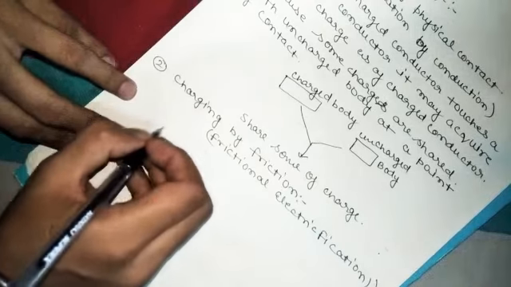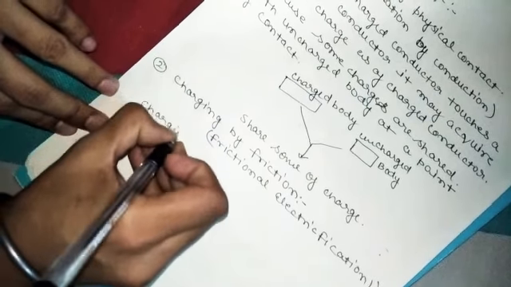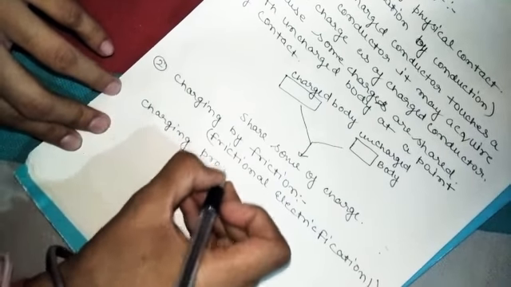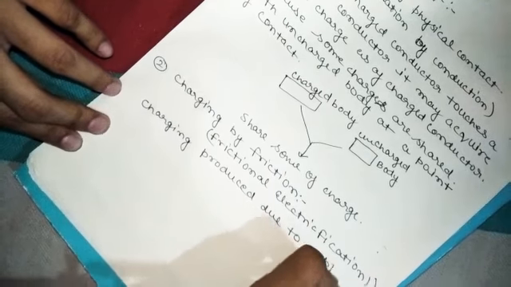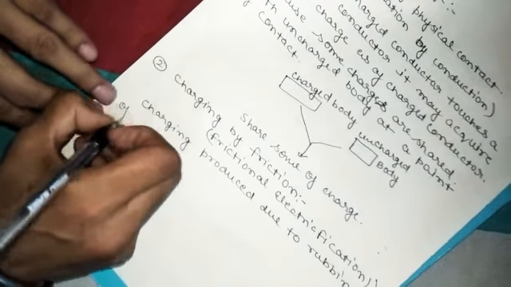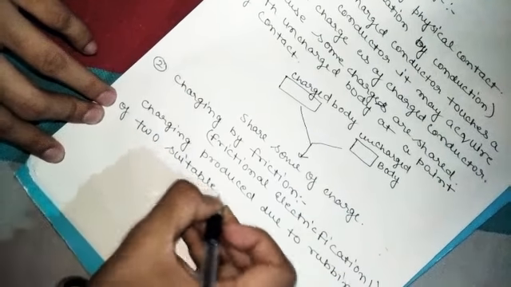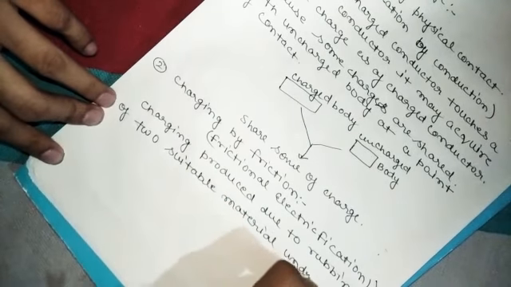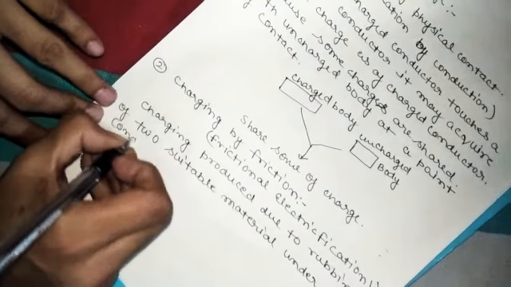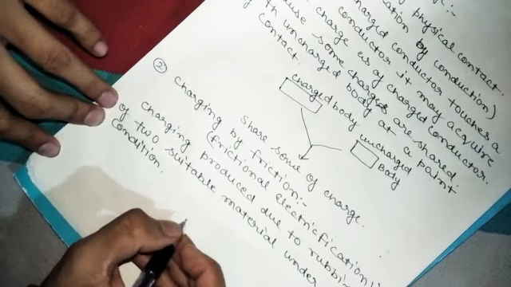What is this? Charging produced due to rubbing of two suitable materials under suitable conditions. This is called what? Frictional electrification.